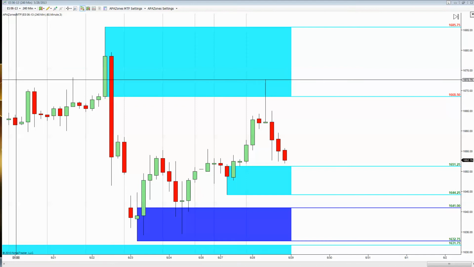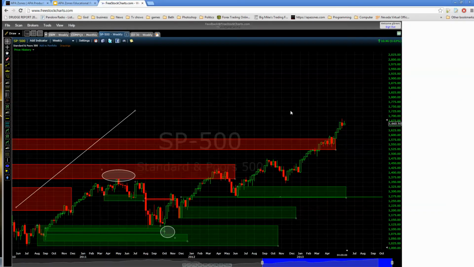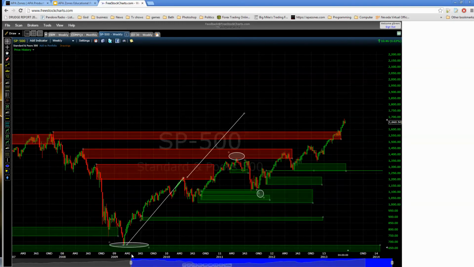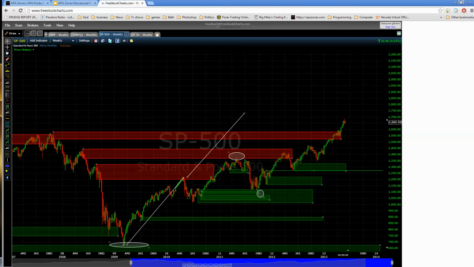On that note, we can actually look over here on our freestockcharts.com, and you can see that we are in blue skies as far as how far we are going up here. If we look at a measured move, this was the move from 2009 up to 2010. If we basically just copy and paste that little line there, we get this little line here, and that extends all the way up to 1731, which we're getting pretty close to. So I think it's very possible that we could see continuation of the up move.